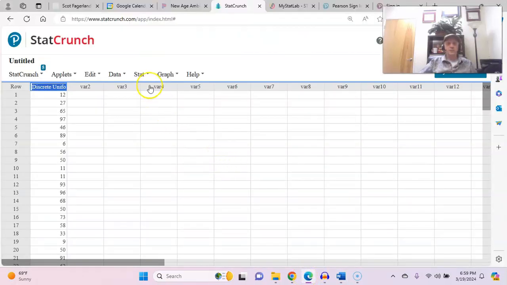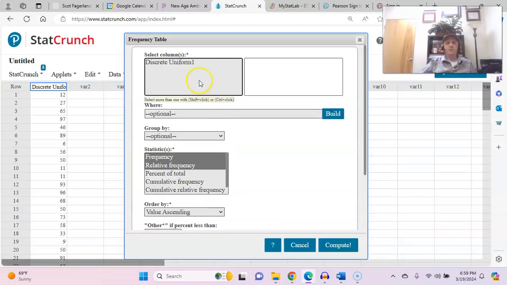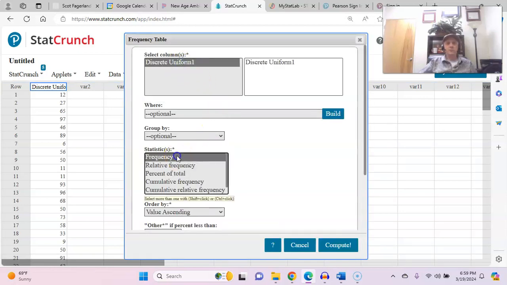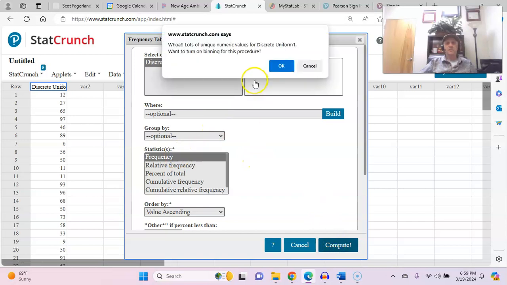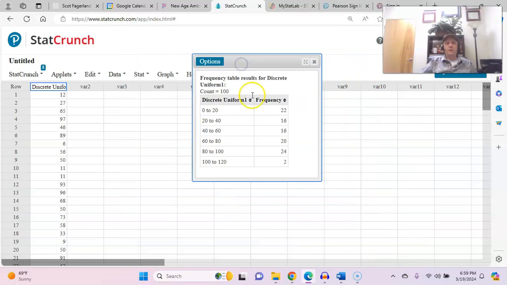So let's see how StatCrunch does it. If we go back here to Stat, Tables, Frequency, Discrete Uniform 1, Frequency, Compute, it's going to ask us the same question. And this time, do you want to turn on binning for this procedure? Binning is another name for grouping. Bins, groups, classes are all different words for the same thing. So I'm going to click OK this time. And this is the output that we get now.